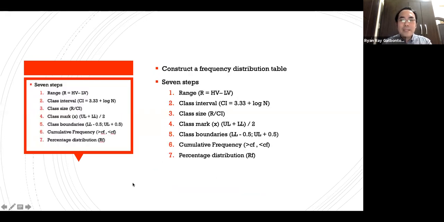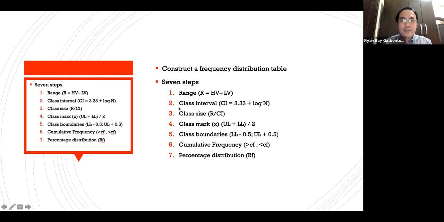The next topic that we will discuss is grouping our data. When we group our data, we are actually constructing a frequency distribution table. Constructing the frequency distribution table is determined using 7 steps. First, we determine the range, which is equal to the highest value in your data set minus the lowest value in your data set.